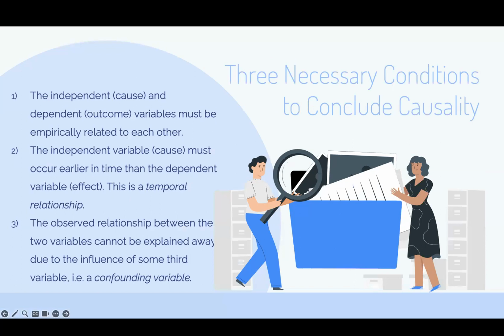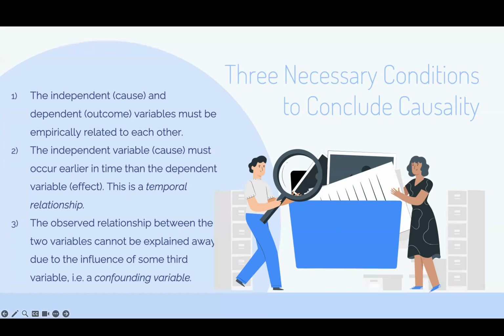As we engage with the rigorous demands of social work research, it's critical to understand the conditions under which we can justifiably conclude causality. Today, we will discuss the three necessary conditions that must be met to establish a causal relationship between variables. First, there must be an empirical relationship between the independent variable, which is a presumed cause, and the dependent variable, which is the observed effect.